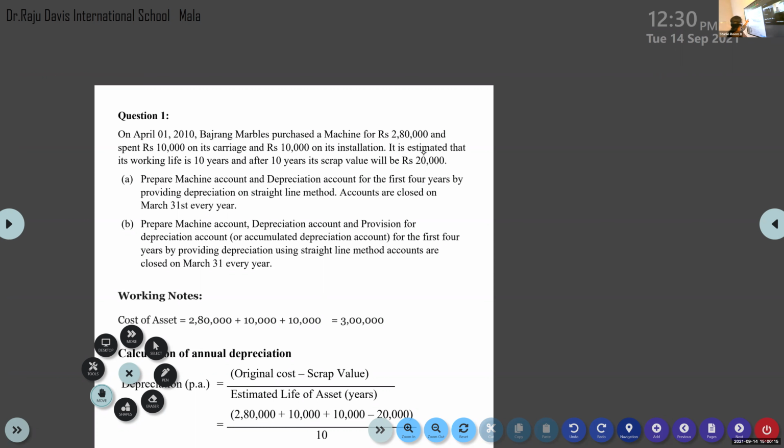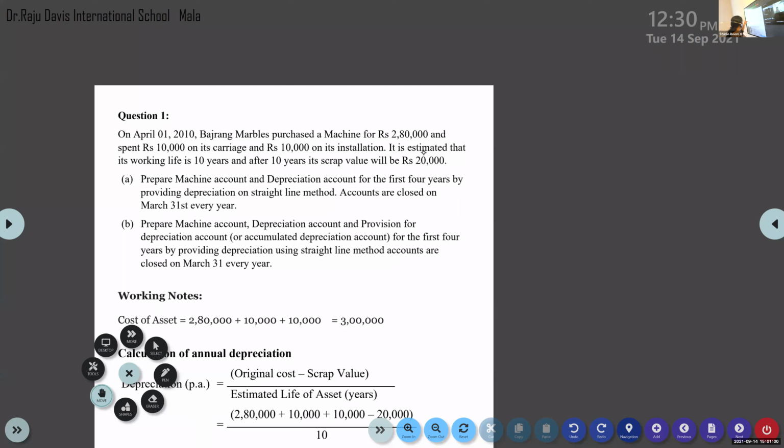Now, prepare machinery account. Machinery account means the normal ledger account that we prepare. And depreciation account. So machinery account should be prepared and depreciation account should be prepared. For how many years? For the first 4 years, by providing depreciation on straight line method. So here depreciation is provided using which method? Straight line method. That is your question number A.